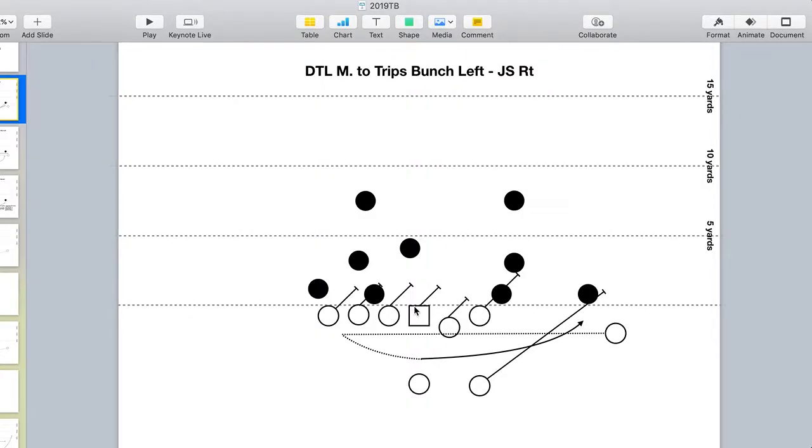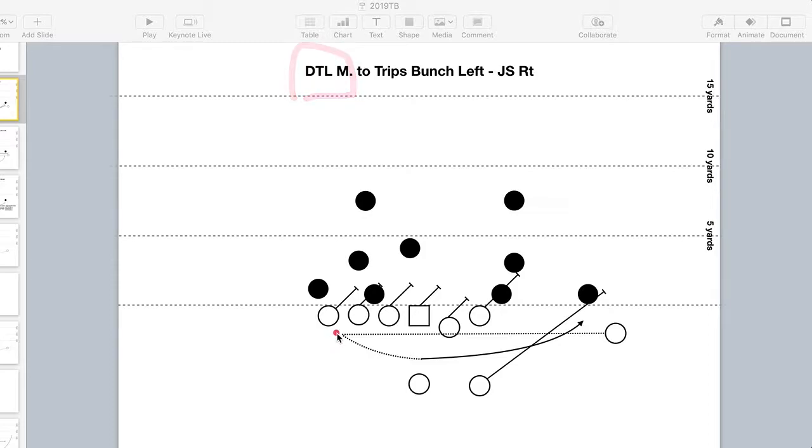Okay, here's our DTL series. DTL stands for double tight left. This can go either way, double tight left or double tight right. This is double tight left. The point of this series is to confuse the defense which way we're going.